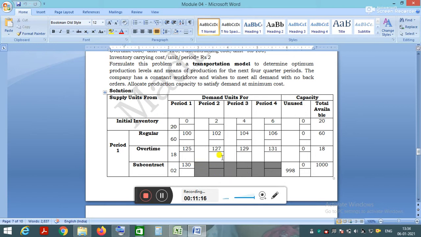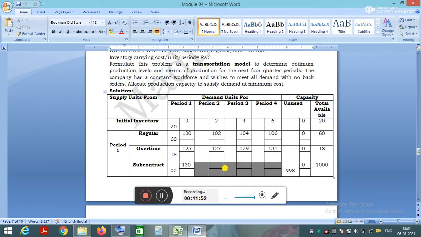For subcontracting, we have not put any values here because subcontracting doesn't come under inventory, because we are giving the subcontract to other companies. We are not storing those products in our inventory in the warehouse. Therefore, I just increase the value of the product manufactured only in regular time and overtime from 100 to 102, 104 and 106. Not in the subcontract, because it doesn't come under inventory. Subcontracting doesn't come under inventory.